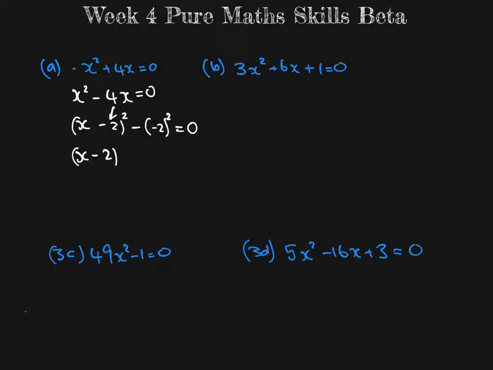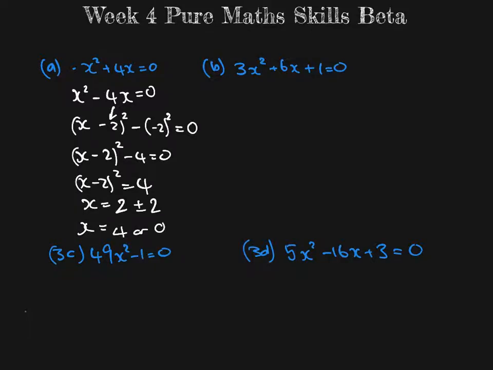(x - 2) squared minus 4 is 0. Then I can put the 4 on the other side and square root it and move the 2. Plus or minus 2. So x is 2 plus 2 is 4, or 0.